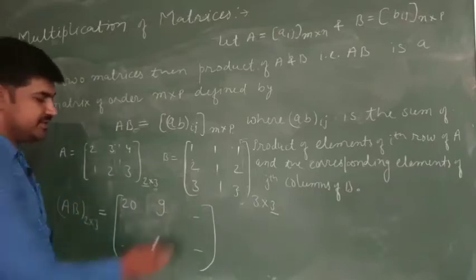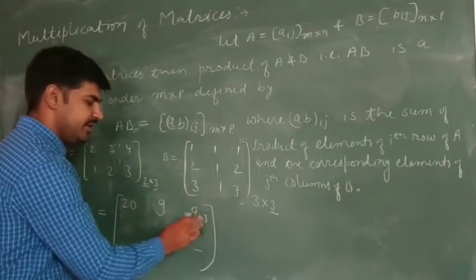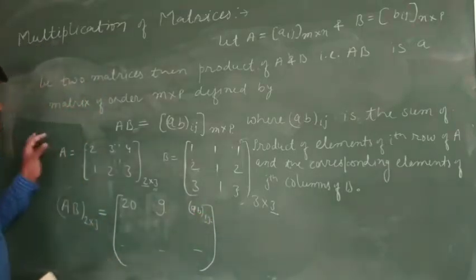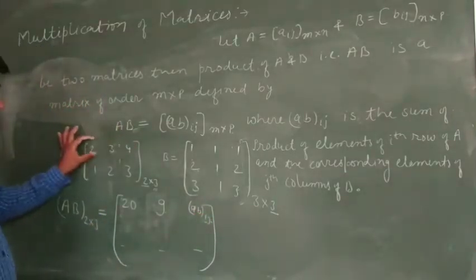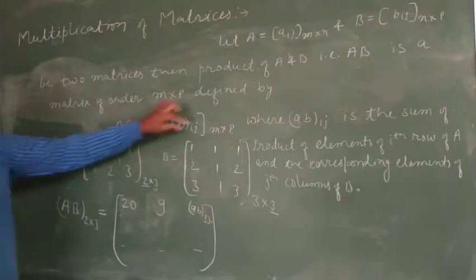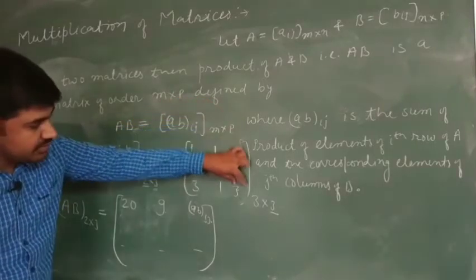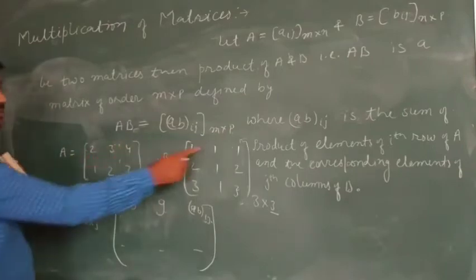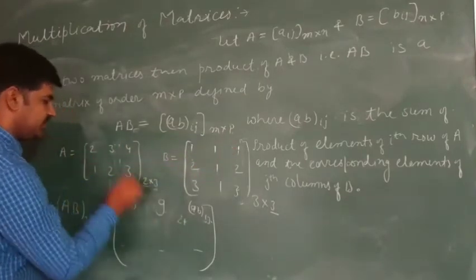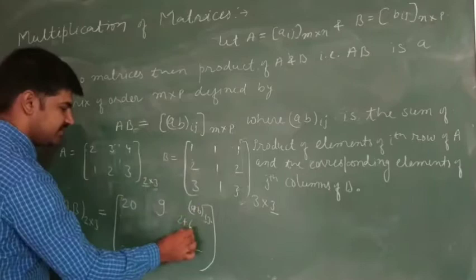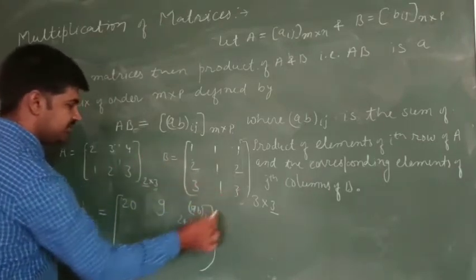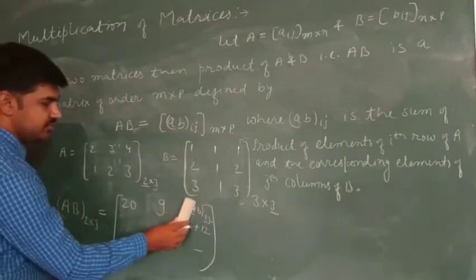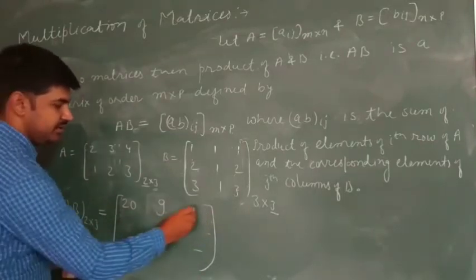This element is AB13. The first row of this matrix will be multiplied by the corresponding elements of the third column of B, and then they all will be added. So 2 multiplied by 1 is 2, plus 3 multiplied by 2 is 6, plus 4 multiplied by 3 is 12. That's how this is also equal to 20. So I can write here 20.